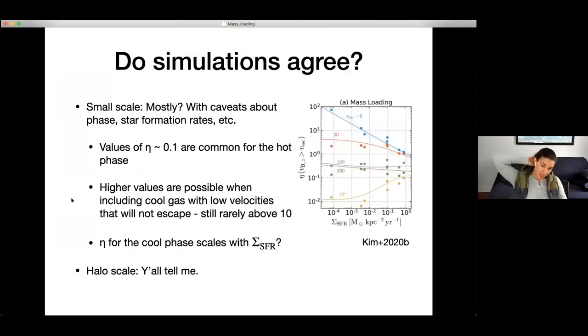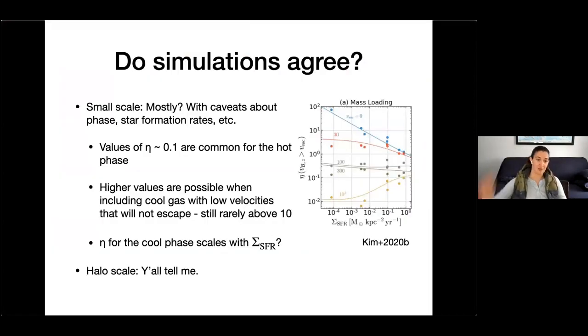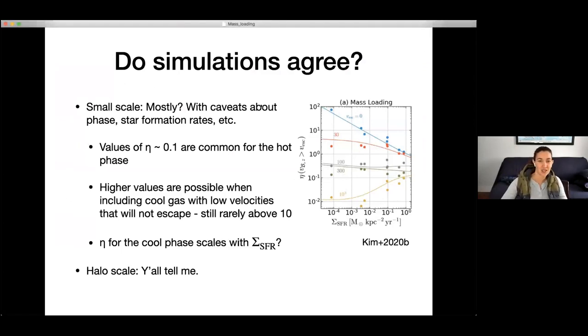Okay, this slide is because Jess asked this question. Do the simulations agree on these sorts of things? And there's lots to say about this. Maybe we can talk about it in the discussion. I'm already running long. On the small scale, I would say actually mostly we do agree.